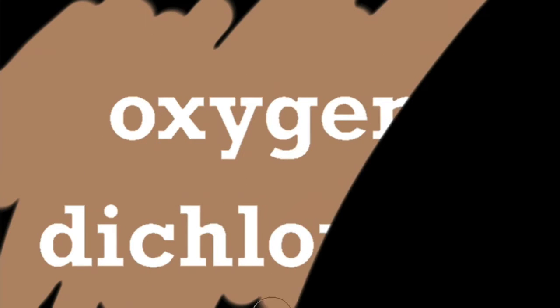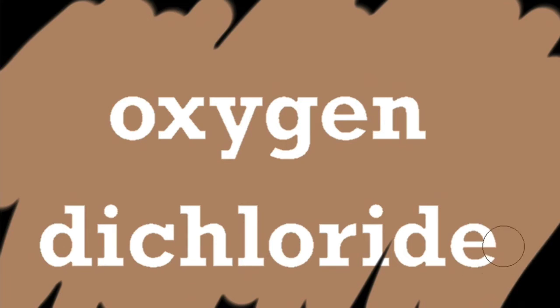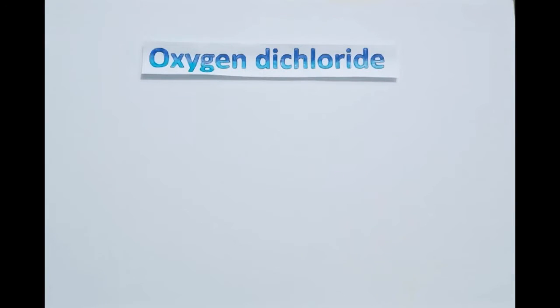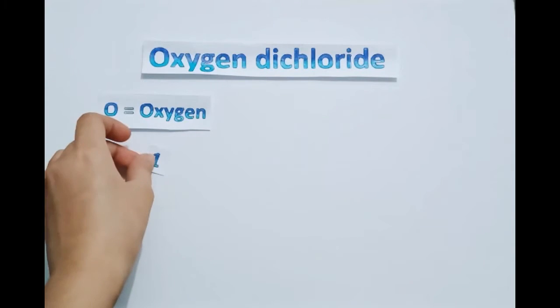Let's change the given to its chemical name. The given will be oxygen dichloride. Find the chemical symbol for each element. The chemical symbol of oxygen is O. Since there is no prefix before oxygen in the chemical name, there is only one oxygen atom in the chemical formula.